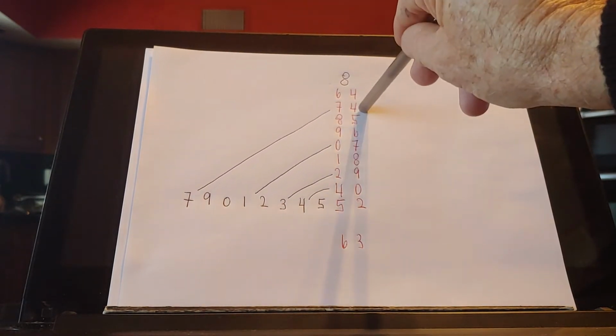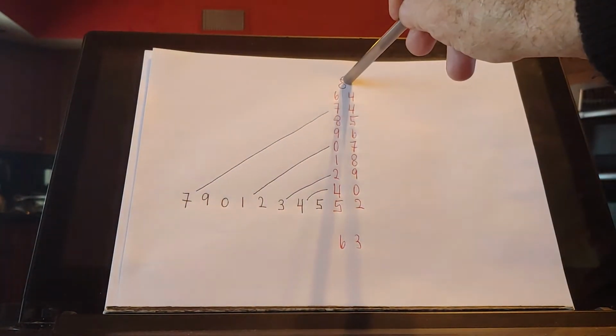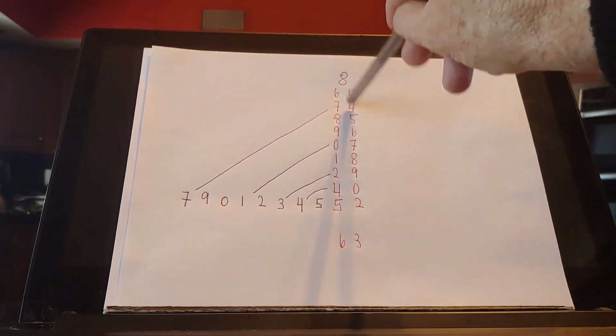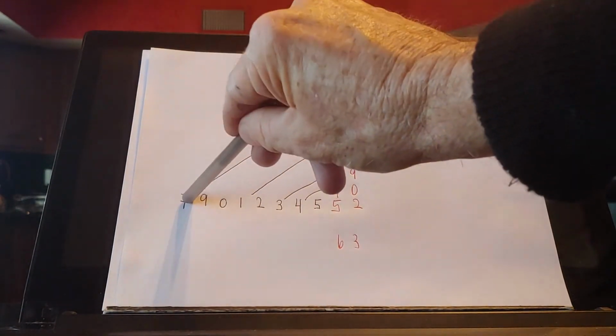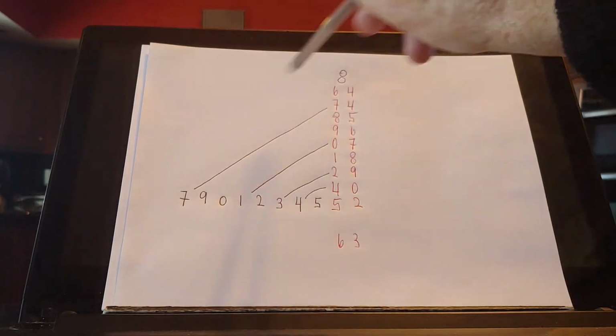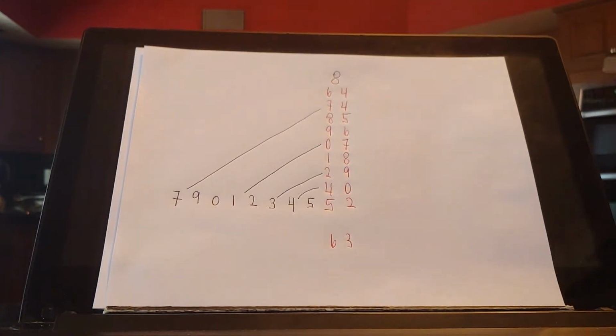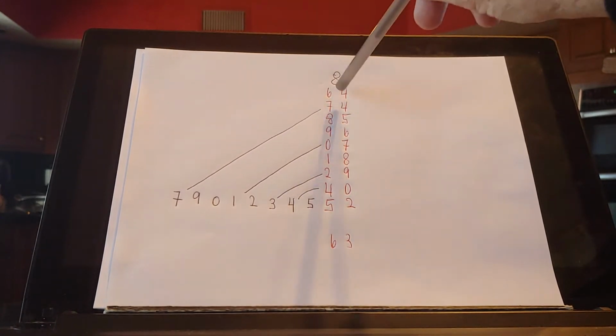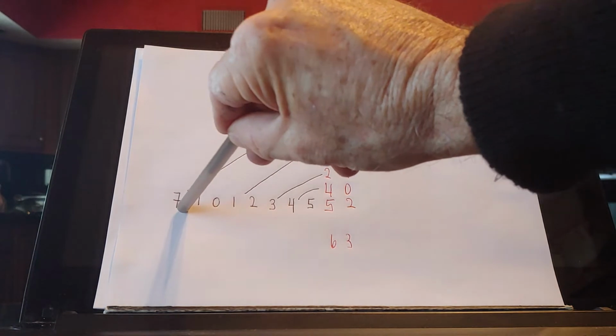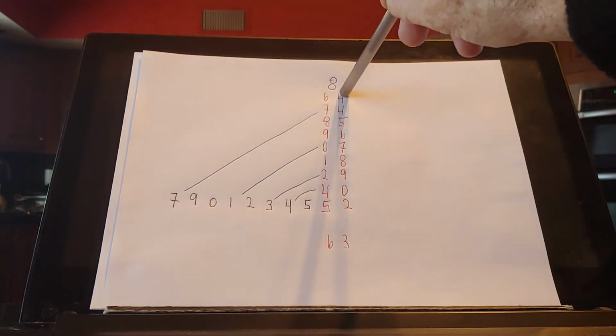7744. Then 7, 8, 8, 5, 4, 4. Then 7, 8, 9, 9, 6, 5, 4, 4. Now that's the trick. Now that's the trick you have to learn. I'm going to do it for you again. 8 squared is 64. 88 squared is 7744.